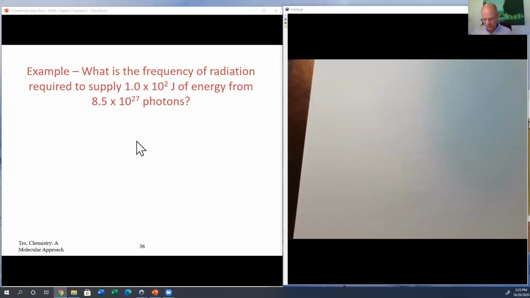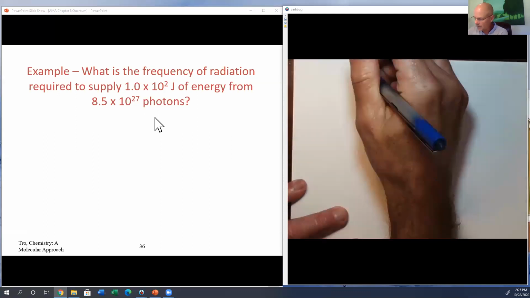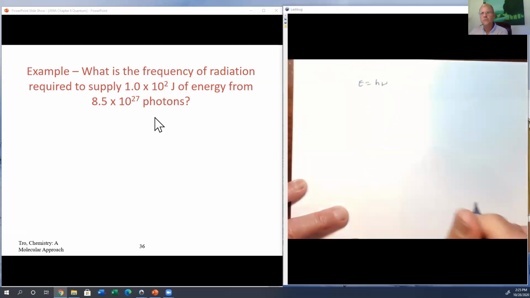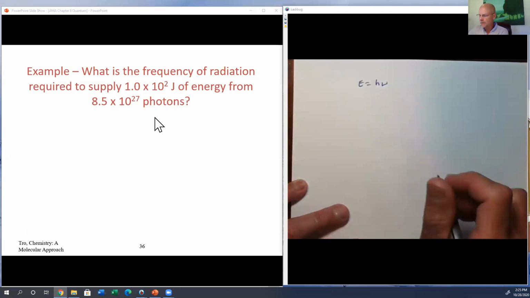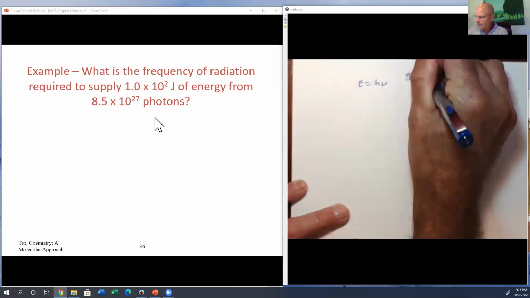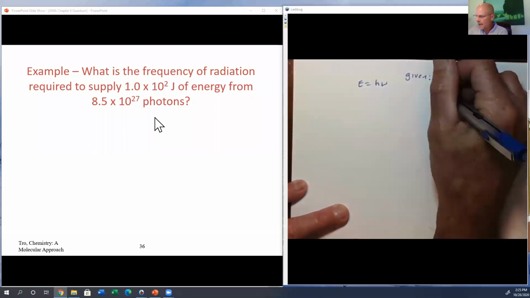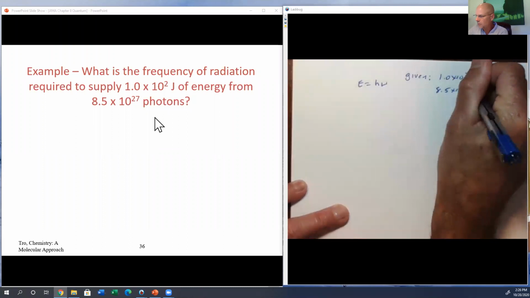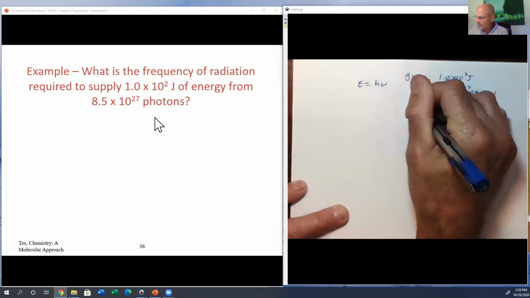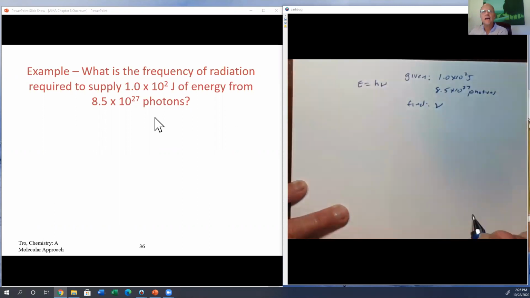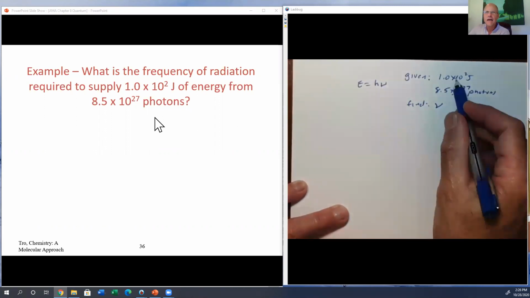All right, so let's do a quick example of the particle nature of light. Let's figure out what is the frequency of radiation required to supply 1.0 times 10 to the 2 joules of energy from 8.5 times 10 to the 27 photons. So asking for frequency, we know we're going to use the equation E is equal to h nu. They're giving us 1.0 times 10 to the 2 joules of energy, and they want that much energy in this many photons. They're asking what frequency the light should be in order that this many photons has that much energy.